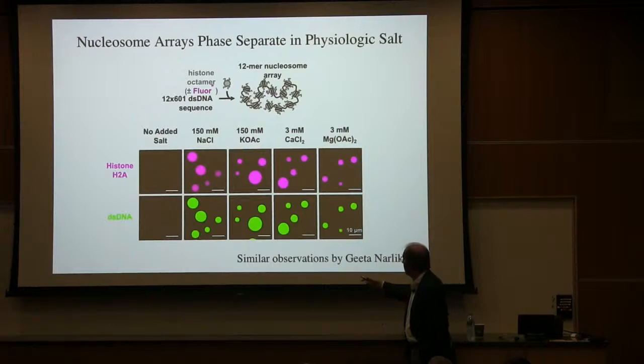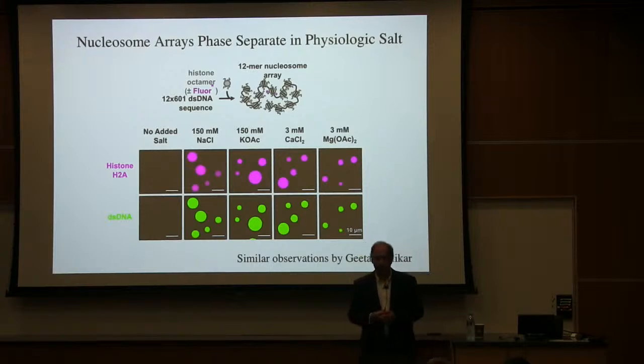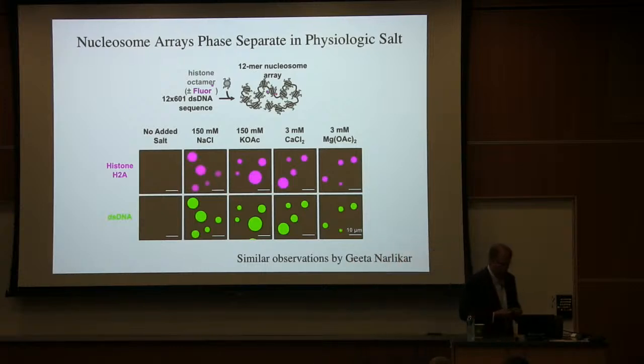One sees formation of these, we think, quite beautiful spherical objects that have both histones in them, and, as we can use a stain for double-stranded DNA, also have DNA in them. I should note that Geeta Narlikar at UCSF independently made similar observations. Since our initial work here, a variety of groups have also made similar observations.